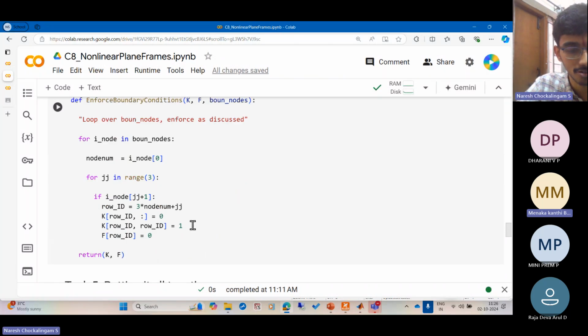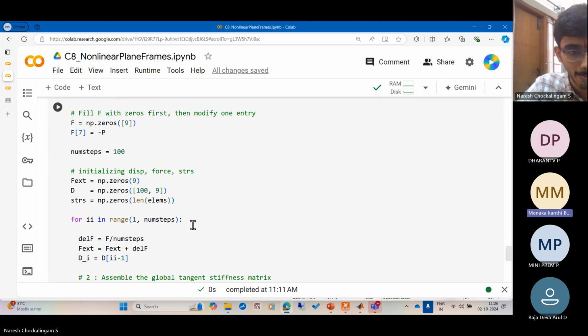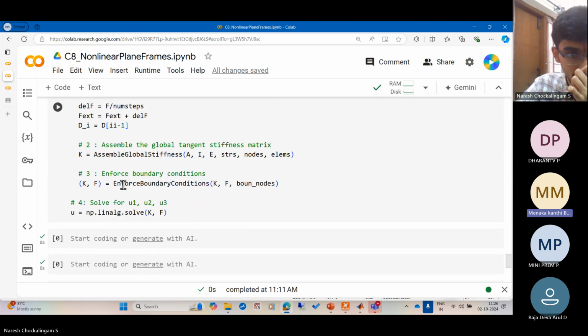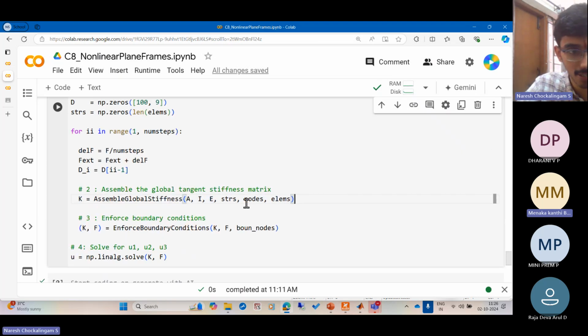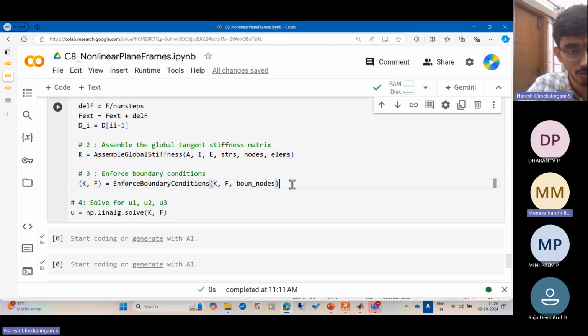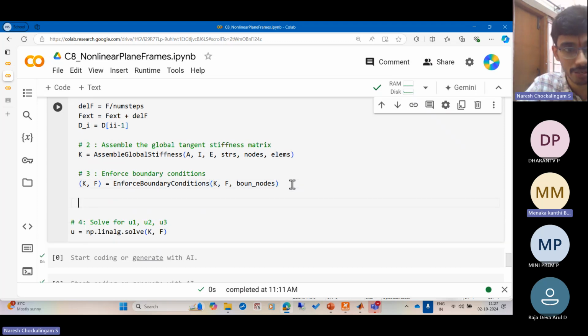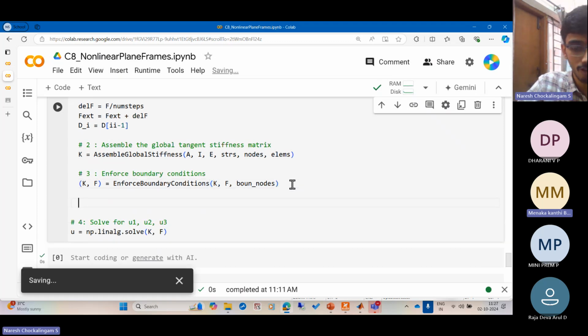This is also fine. Now assemble the global tangent stiffness matrix. So you will get something which is KT. Then what is the residue? Then enforce the boundary conditions. That's also important. Then what do we do? Then form the residual.